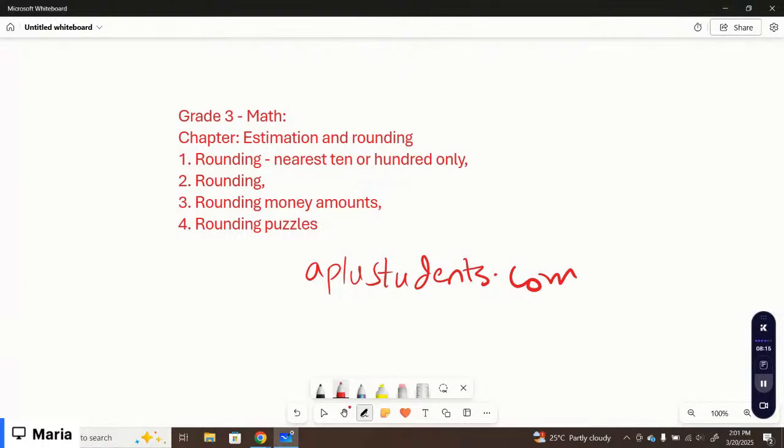Then you have to select math from the subject tab, scroll down to grade 3 math, and then click on view all lessons. There you can find a list of the chapters. We're going to start with the chapter estimation and rounding.